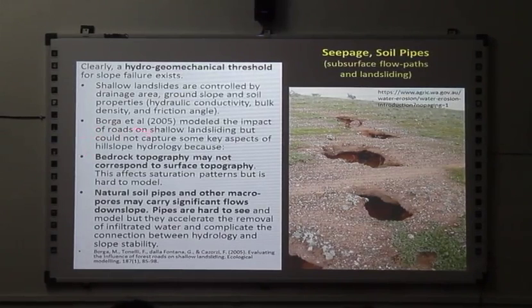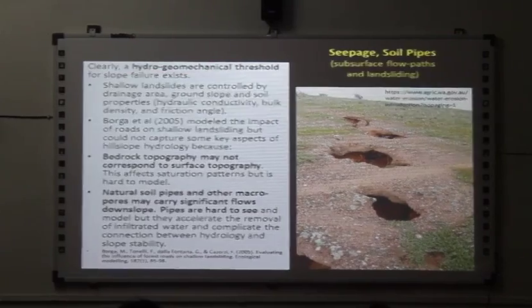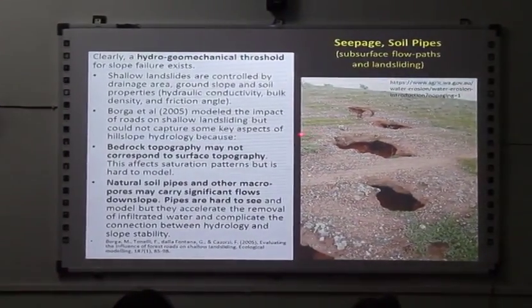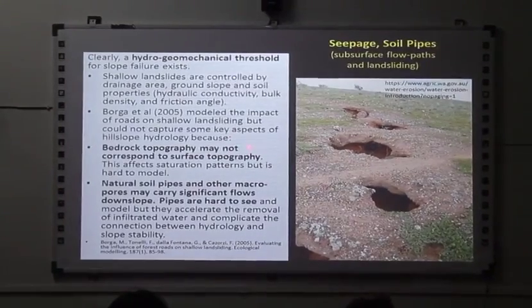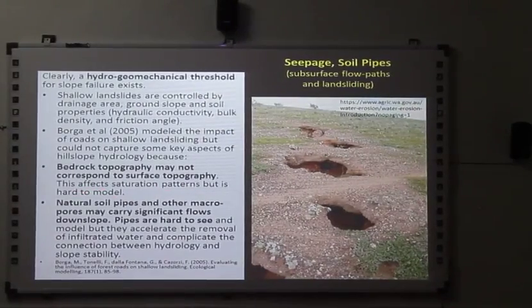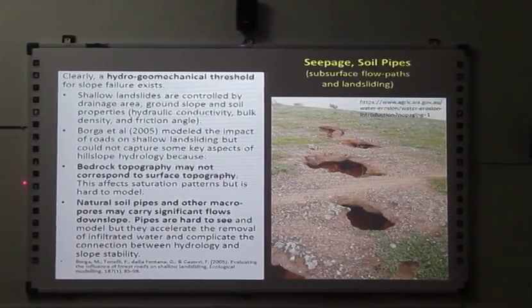It's an interesting attempt back in 2005, Borga and co. tried to model the impact of roads on shallow landsliding. But they couldn't actually capture this threshold that they were looking for because of various problems, the complications of hillslope hydrology. The problems include the fact that the bedrock surface probably doesn't correspond to the surface topography. In fact, the way it doesn't correspond is often critical because the difference is accumulations of debris. But this affects saturation patterns and is devilishly hard to model, even in the field, certainly for remote sensing.